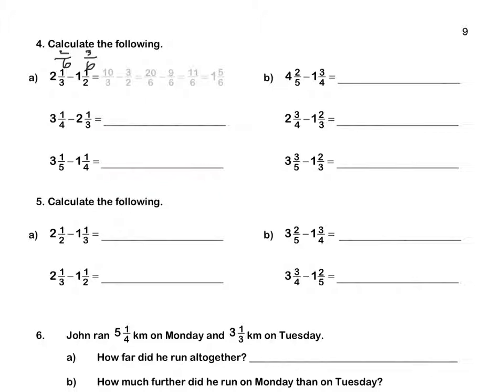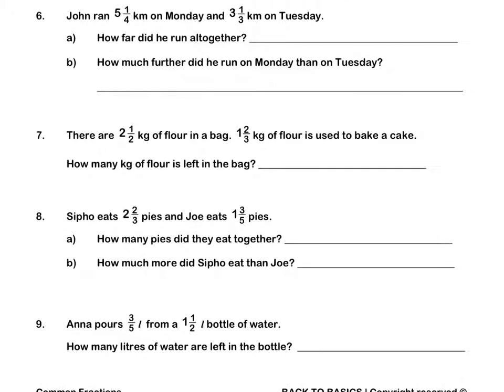Then we need to find our lowest common denominator of 3 and 2, which is 6. So 7/3 times 2 is 14/6. We do the same for 3 halves to get 9/6. Finally, 14/6 minus 9/6 is 5/6. Press pause to complete question 4 and question 5 by yourself. Questions 6, 7, 8 and 9. Complete these questions by yourself.